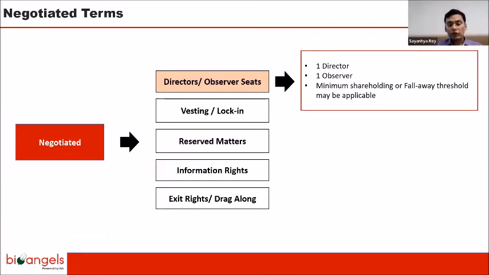Now, while founders are fairly okay for the most part with having directors, founders also often seek to implement a fall-away threshold. A fall-away threshold basically means that for an investor, the right to appoint a director or an observer seat will fall away once they reach a particular minimum threshold. For example, if an investor today has 10% of the fully diluted shareholding in a company, the term might provide that if the shareholding of that particular investor were to come down to say 5% or 4.5%, the right of the investor to appoint a director falls off.